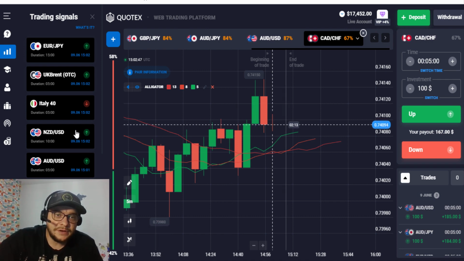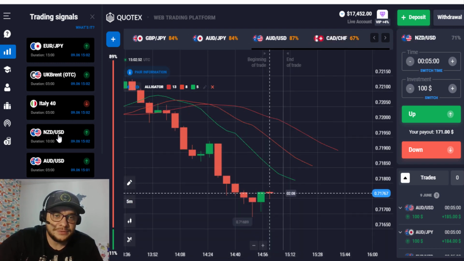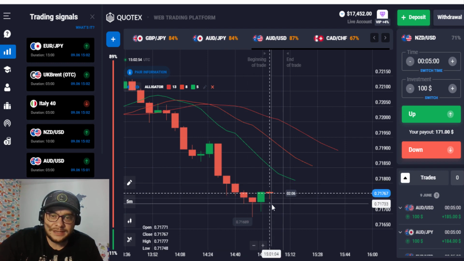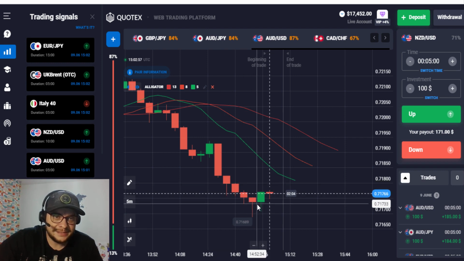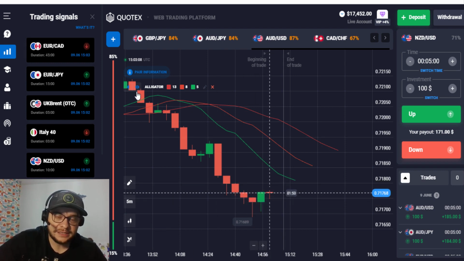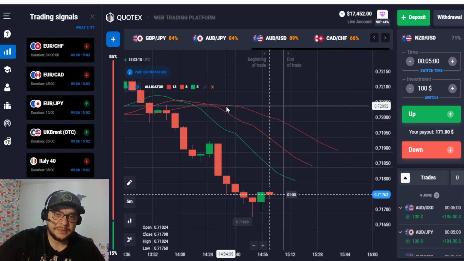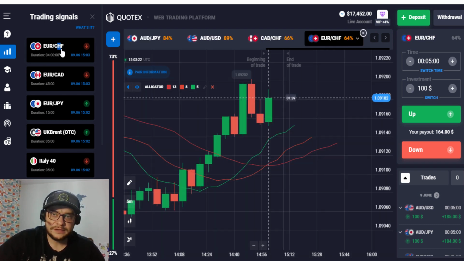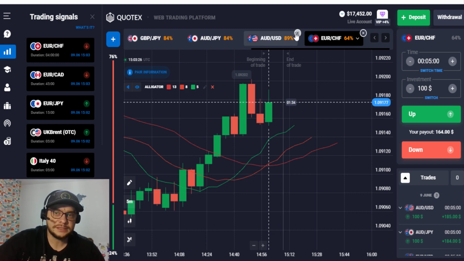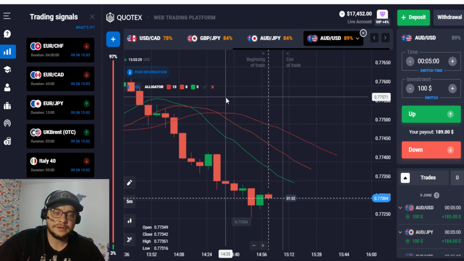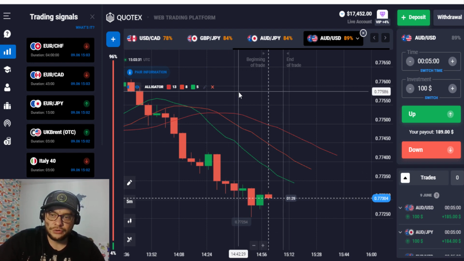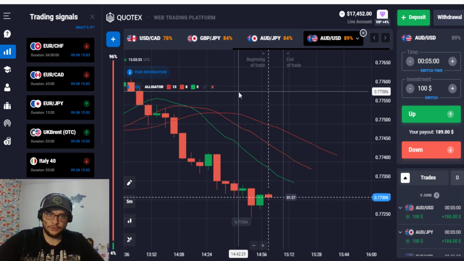As you can see here, we have a lot of signals provided by the platform. New Zealand dollar, US dollar, it is a buy. As you can see here, we have the alligator indicator, because it's one of the best indicators for binary options. Euro, Swiss franc, let's have a look, but it's 64 return on investment. Canadian dollar, Swiss franc 66. No, this one has a low return on investment, so it's not okay.